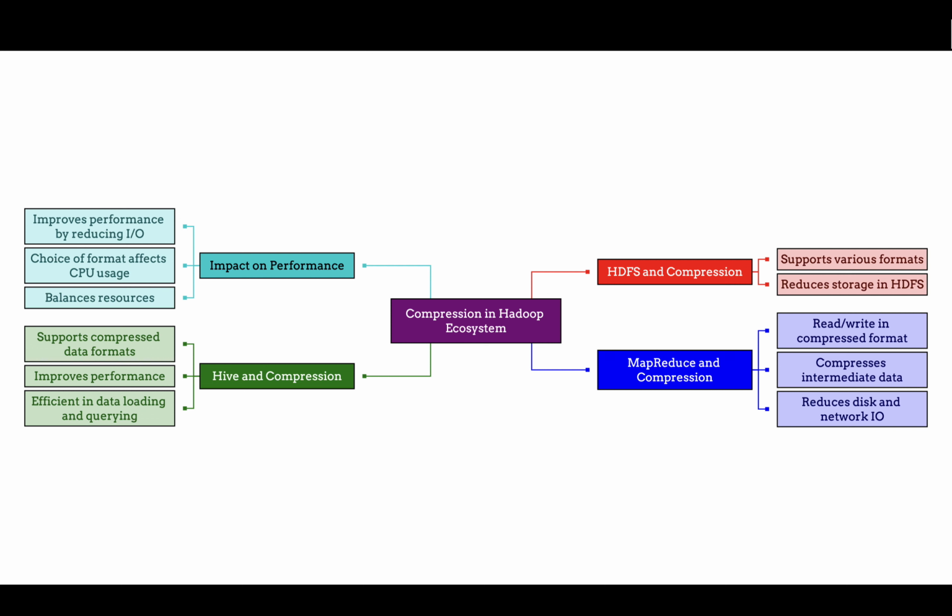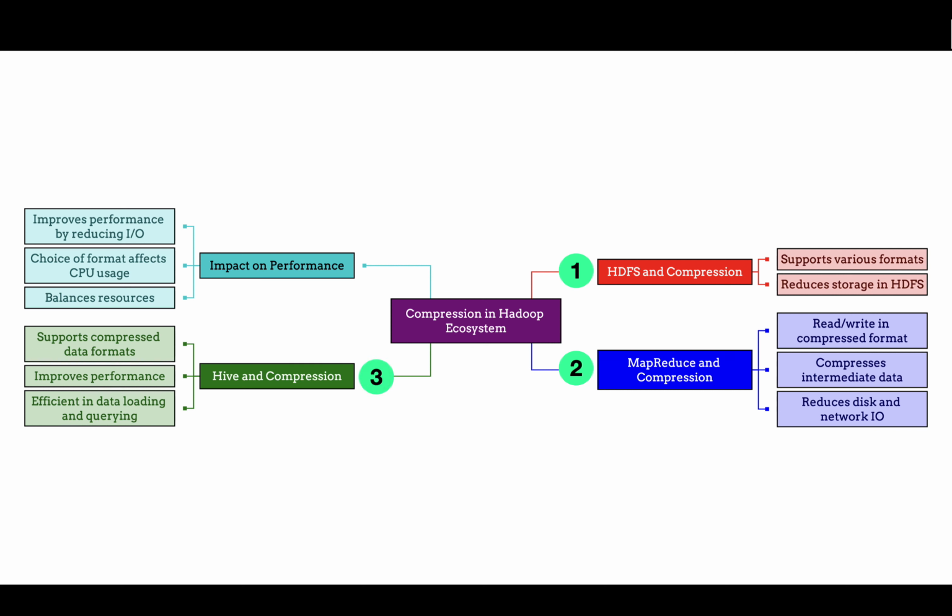Compression in Hadoop ecosystem. 1. HDFS and compression. HDFS does not inherently compress data, but it supports various compression formats. Compressed files can significantly reduce the amount of storage used in HDFS. 2. MapReduce and compression. MapReduce jobs can read and write data in compressed format. Intermediate data in MapReduce can also be compressed to reduce disk and network I/O.